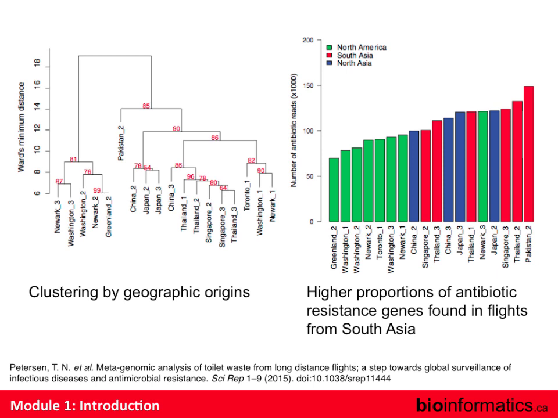Long story short, they found that the samples indeed do cluster by geographic origin, suggesting that it could be a way to identify the source of contamination with flights based on characterization of the microbiome. What's more biologically interesting is that there's a higher proportion of antibiotic resistance genes found in flights from South Asia, labeled in red, compared to North America or other parts of Asia. I thought it was Europe, but it's actually just another part of Asia that they looked at. The study reference is at the bottom in case you're interested.